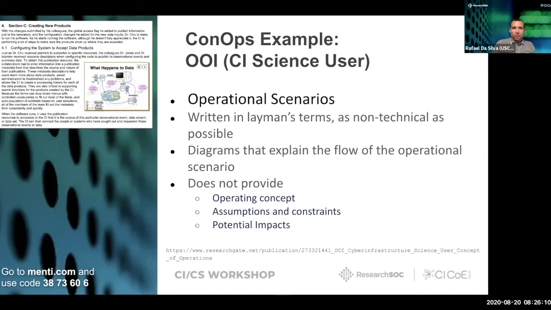The first one is the OOI, not the actual OOI ConOps document, but one ConOps document for the CI science user. So here they are being very specific to one kind of user, the science user that is going to use the OOI infrastructure. It's a great example because it's written completely in layman's terms, as non-technical as possible. I went through this document, and it was very easy to understand what they are providing and what they are not providing. All the diagrams that explain the flow of the operational scenario are great, simple, and don't give too much detail of the implementation.